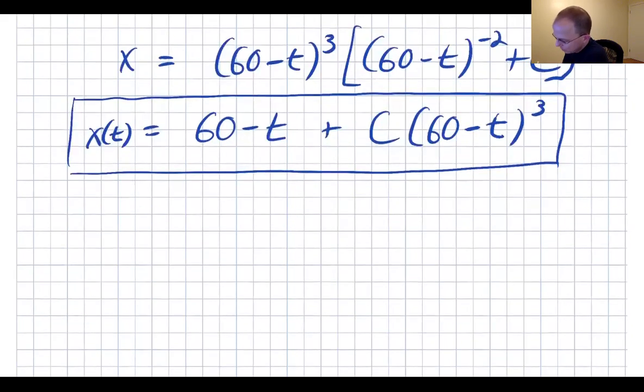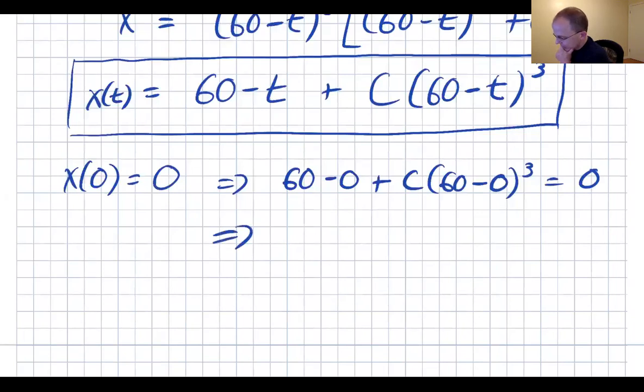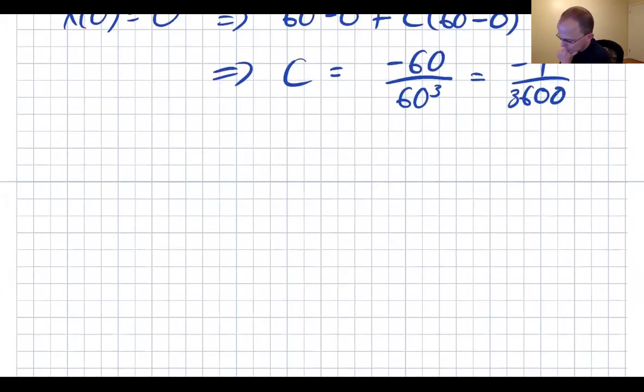So that's our general solution, but in order to figure out what the c is, we have to use our initial condition. So x of 0, so initially it was pure water in the tank. So we'll get 60 minus 0 plus c times 60 minus 0 cubed is equal to 0. And so that will be c is equal to negative 60 divided by 60 cubed. But that's then just negative 1 over 60 squared. 60 squared will be 3,600.